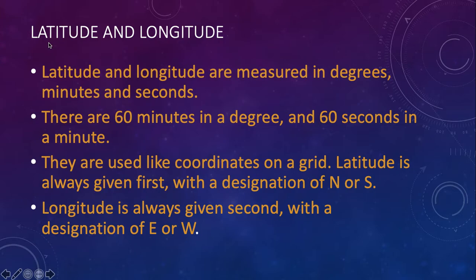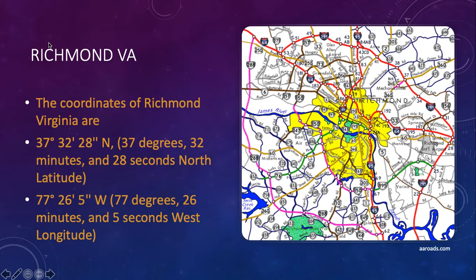Latitude and longitude are measured in degrees, minutes, and seconds. There are 60 minutes in a degree and 60 seconds in a minute, and they're used like coordinates on a grid. Latitude is always given first with a designation of north or south, and longitude is always given second with a designation of east or west.